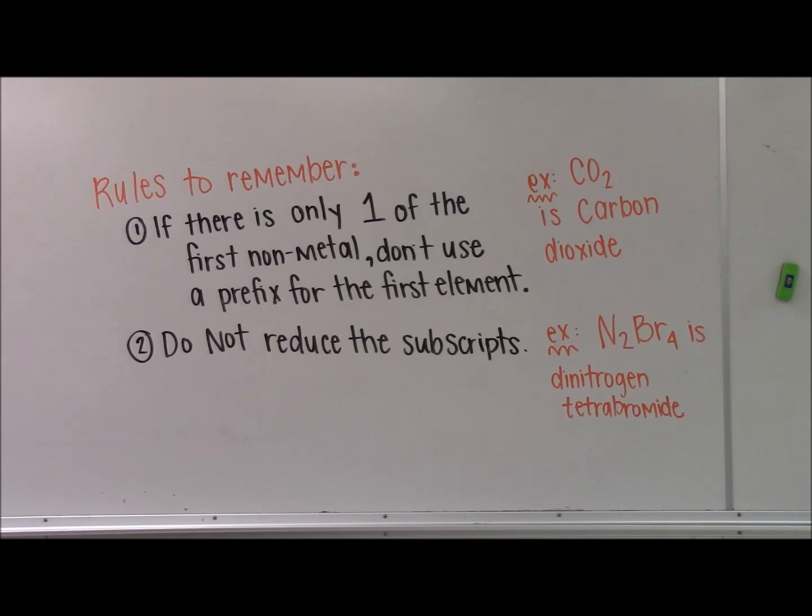You still keep the prefix for the second element, but since carbon only has 1, you don't have to have a prefix for it. The second rule, you do not need to reduce the subscripts like you did for an ionic bond. The compound formula is showing the actual quantity of the atoms in the compound. You will write what is shown in that compound. For example, N2Br4 is dinitrogen tetrabromide. It should not be reduced to NBr2. It stays as it is.